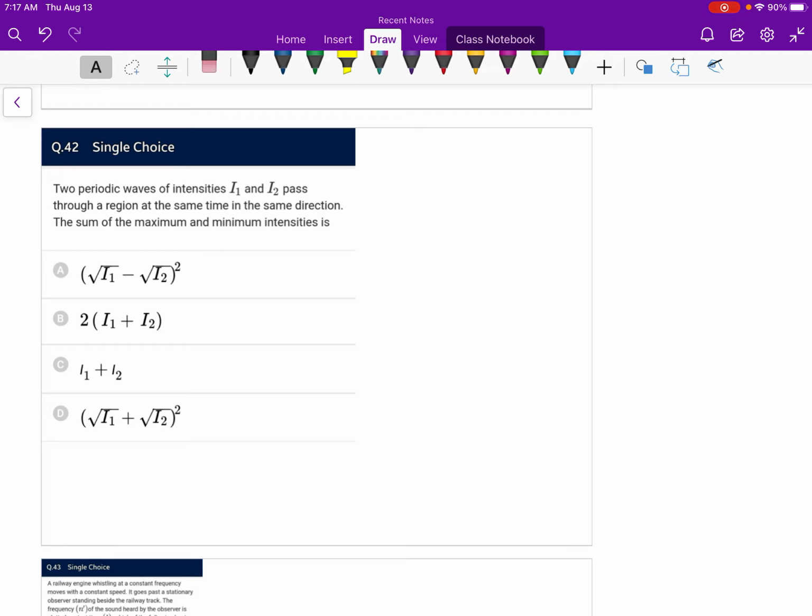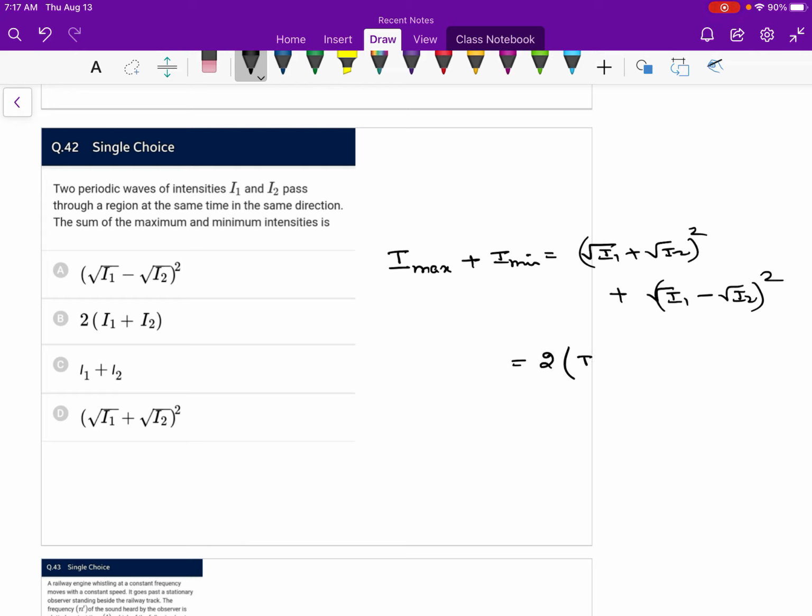Two periodic waves have intensity this, the sum of maximum and minimum intensities, so I max plus I min is root I1 plus root I2 whole square plus root I1 minus root I2 whole square, so that is a square plus b square plus 2ab, a square plus b square minus 2ab, so this is twice of a square plus b square, so twice of I1 plus I2. So B is the correct option.